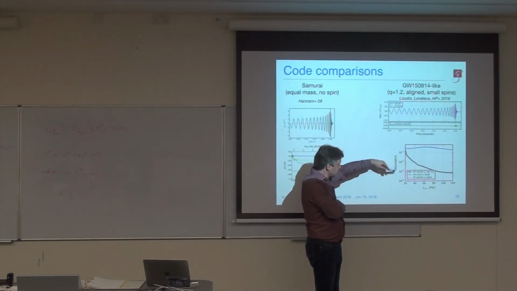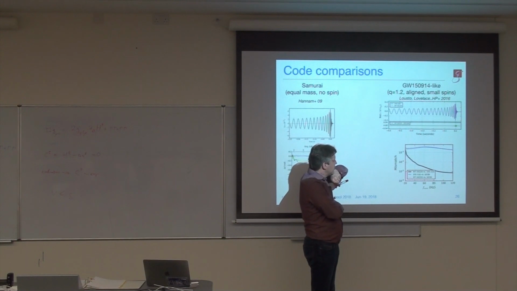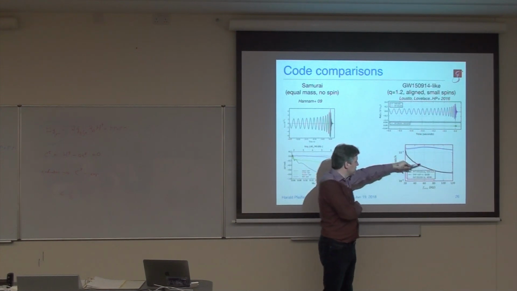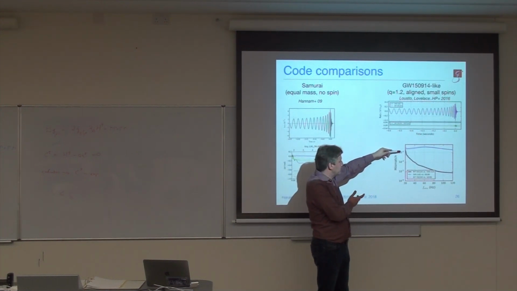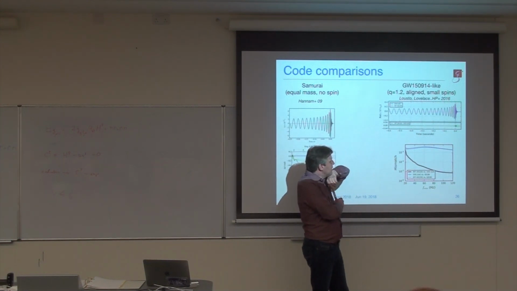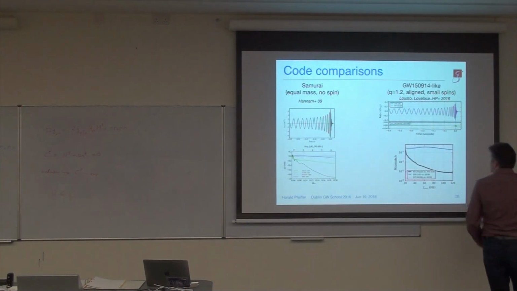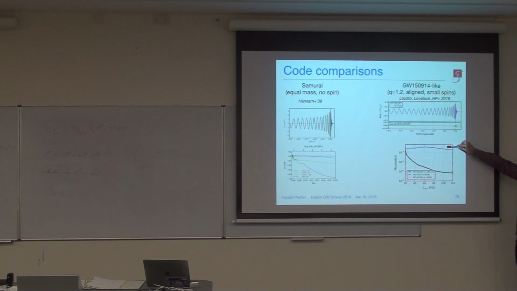Down here is quantified the difference between RIT and SpEC in terms of mismatches. And so the mismatch is always below 10 to the minus 3, reaching 10 to the minus 5. Whereas the waveform models that were used around that time actually had mismatches approaching 0.5%. So it wasn't the numerics that was the limiting factor, it was the waveform models.